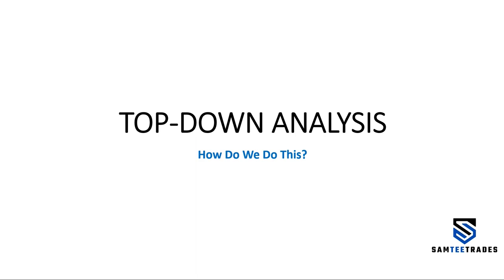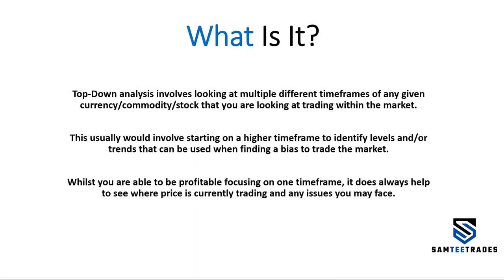So let's go over what it is for starters. Top-down analysis involves looking at multiple different time frames of any given market. So it could be the currencies, the commodities, the stocks, whatever market you are trading, it is going to be beneficial to potentially implement this within your trading. It would usually involve starting on a higher time frame to identify upcoming key levels or trends. So it can be used when you try and find a bias for any given market.